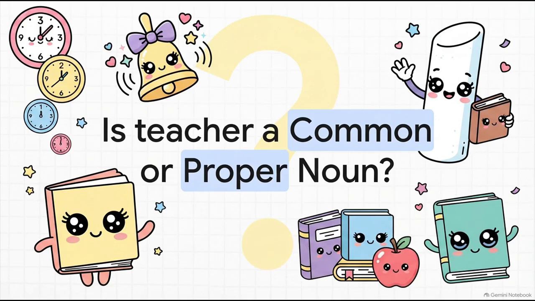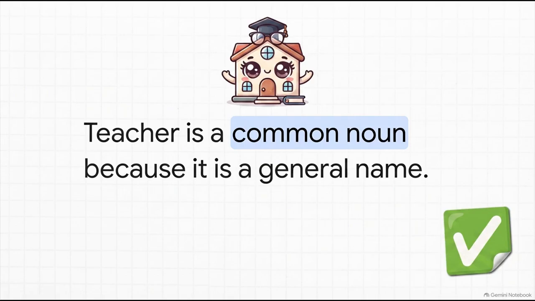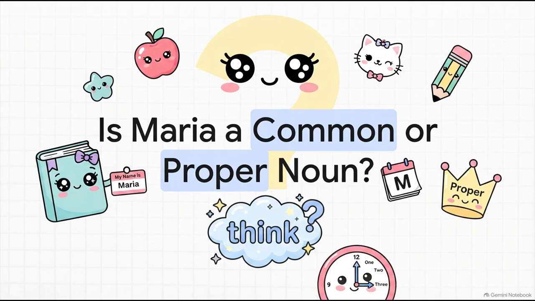3, 2, 1. Great job! It is a common noun. Why? Because it's a general name for a person. And check it out, it starts with a completely small letter. Okay, let's try another one. Is the specific name Maria a common noun or a proper noun? Think carefully about that first letter.